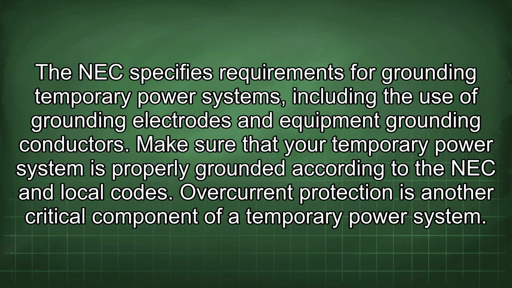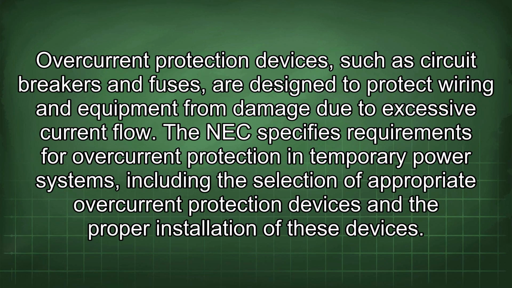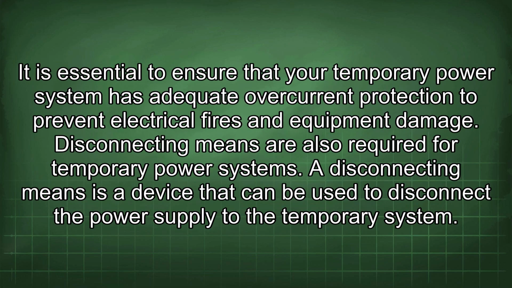Overcurrent protection is another critical component of a temporary power system. Overcurrent protection devices, such as circuit breakers and fuses, are designed to protect wiring and equipment from damage due to excessive current flow. The NEC specifies requirements for overcurrent protection in temporary power systems, including the selection of appropriate overcurrent protection devices and the proper installation of these devices.